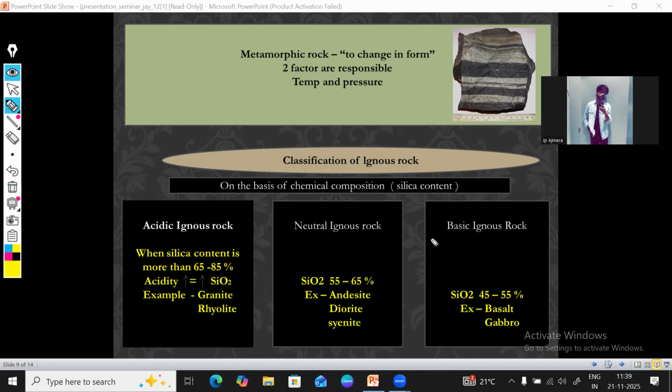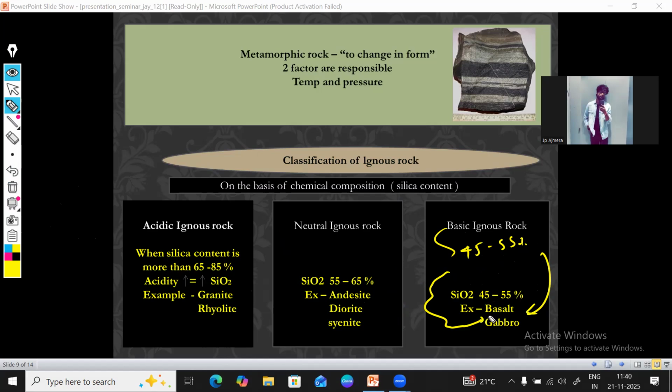The last one is the basic igneous rock. When the silica content is 45 to 55%. Again, the same trick applies here. The high limit comes from the previous one, and the lower limit is just less than the previous one. So basic igneous rock: what is it? Silica content is 45 to 55%. And there are famous examples, basalt and gabbro. Both are basic igneous rocks.